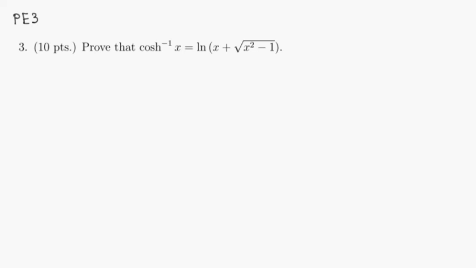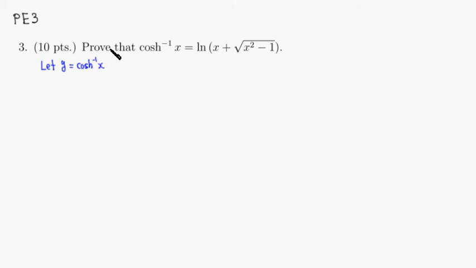Alright, let's look at practice exam 3, problem number 3. We want to prove this identity. So let's do that. First, I'm going to let y be hyperbolic cosine inverse of x.